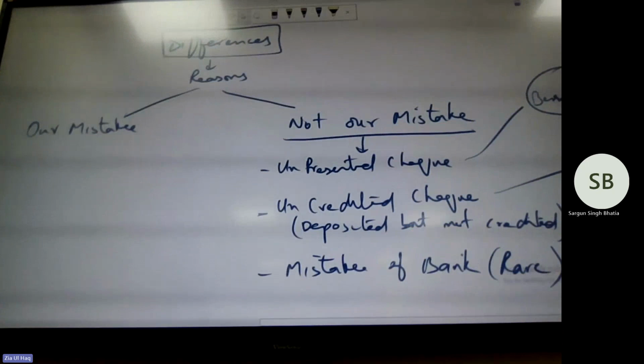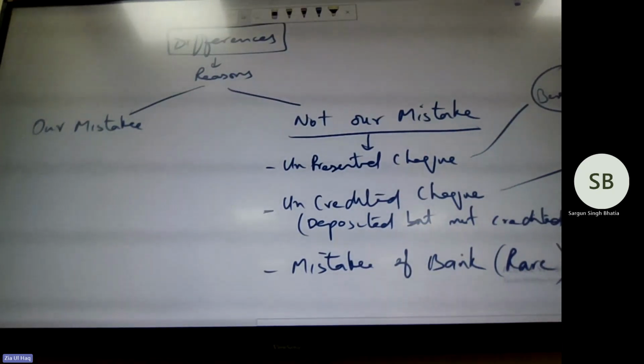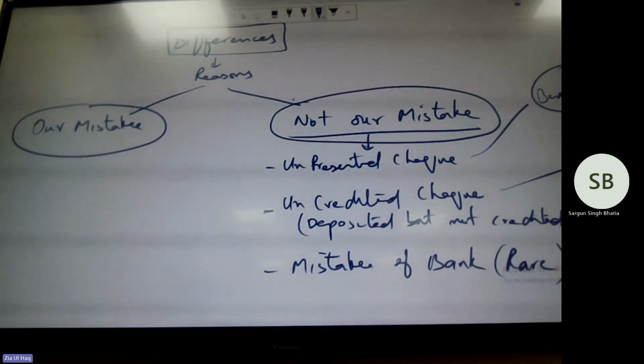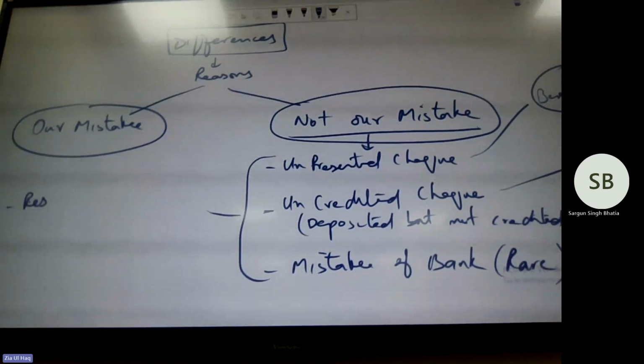So why is there a difference between passbook and cash book? There will be 2 reasons: our mistake or not our mistake. What are the not our mistakes? Unpresented checks, uncredited checks, or mistake of bank. Except these 3, the rest all will be our mistake. Can you understand this? Oh, yes, sir.